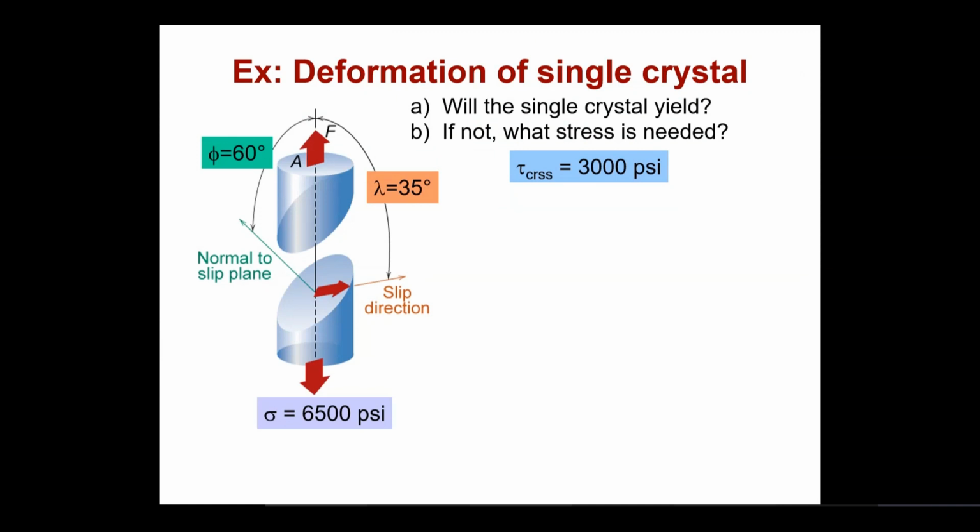So if we have a single crystal and we know that the critical resolved shear stress value is 3000 psi for the single crystal. The slip direction is at 35 degrees and the slip plane is at 60 degrees to the force that is being applied. The normal stress that is being applied onto the material is 65,000 psi. Now the first question is, will this single crystal yield or go into plastic deformation?